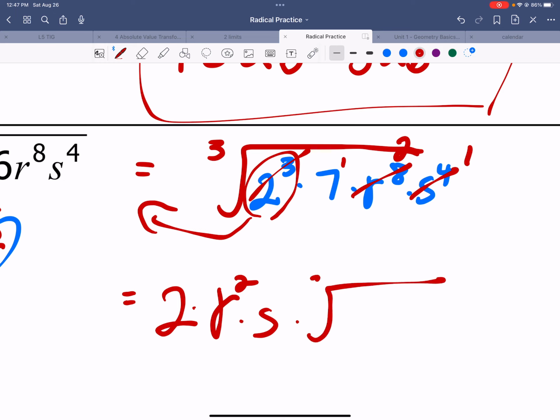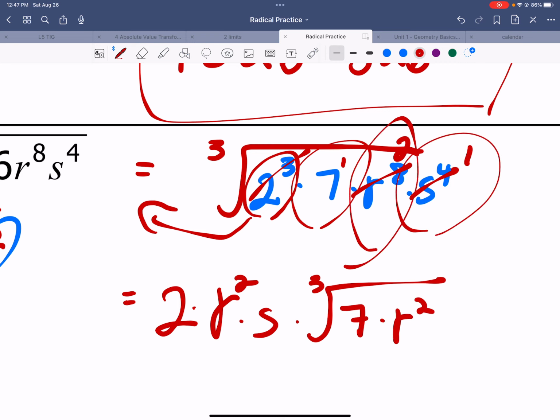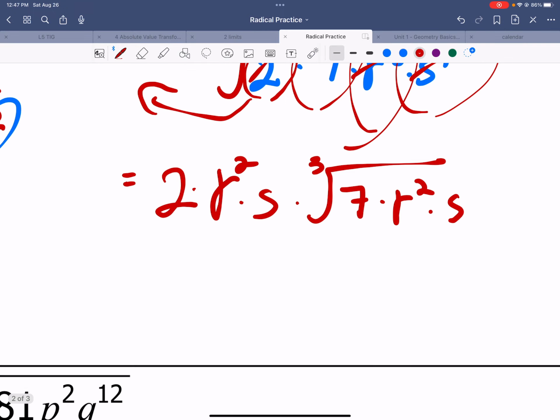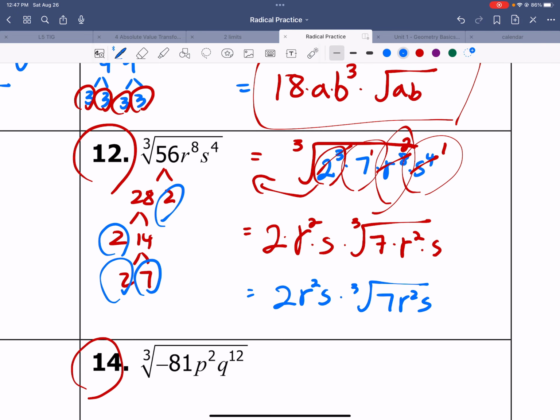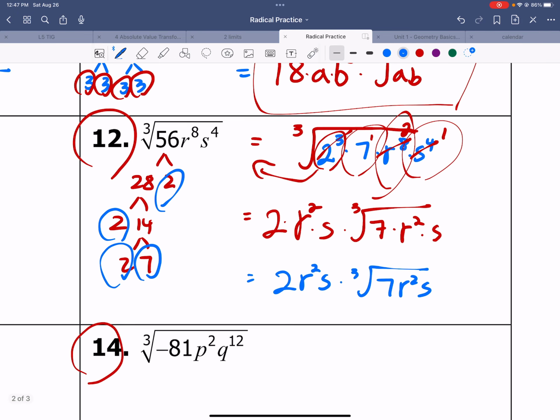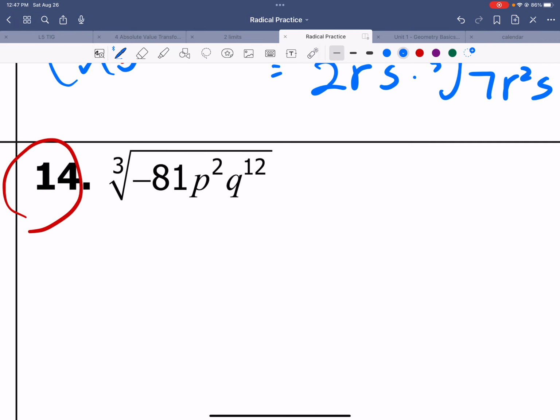And inside the cube root, I will still have 7. I will still have 2 r's, r squared, and I will still have 1 s left over. And if I simplify this, it's going to be 2r squared s. I mean, it's going to be the same thing. I hope you could find that pattern. Okay? Let's look at this.